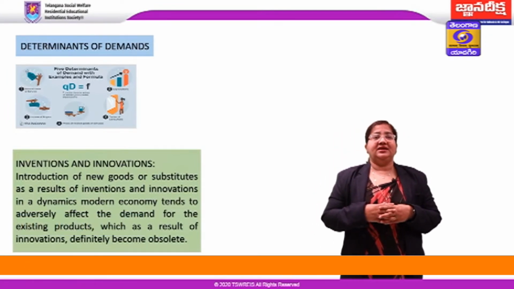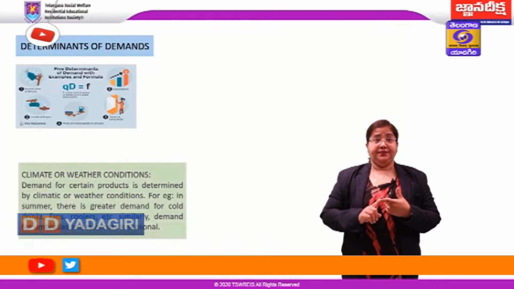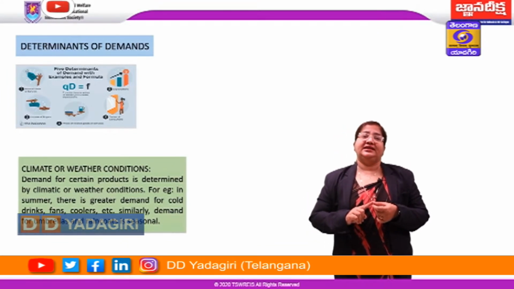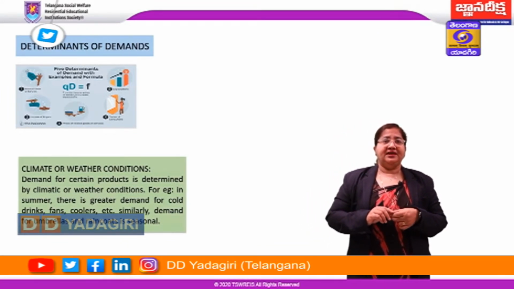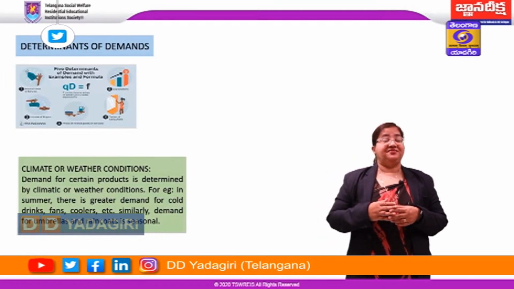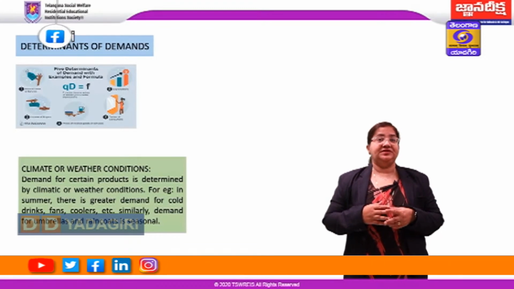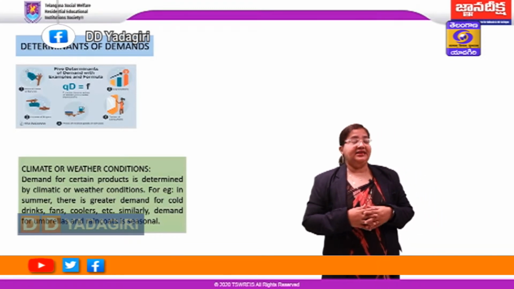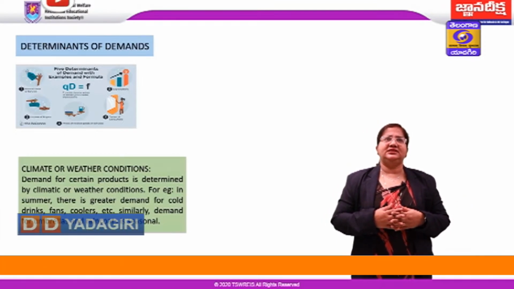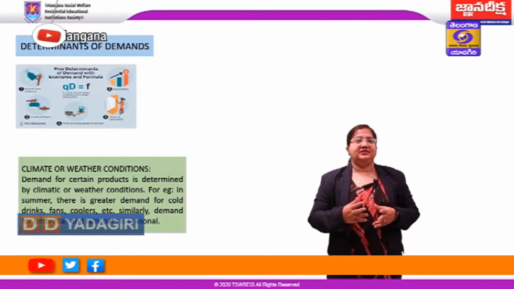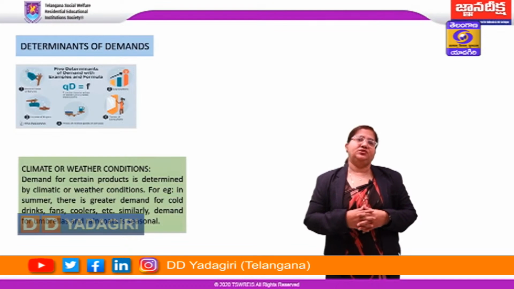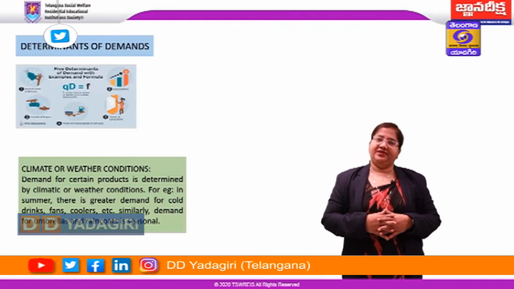The next is the climate or weather condition. See here, demand for certain products is determined by climate or weather conditions. For example, in summer, there is a greater demand for cold drinks, yes, fans, coolers, etc. Yes or no? Similarly, the demand for umbrellas and raincoats is seasonal, depending on the rainy season, when these are being demanded. So depending upon the season, the demand is going to change. So this is for the climate or weather condition.